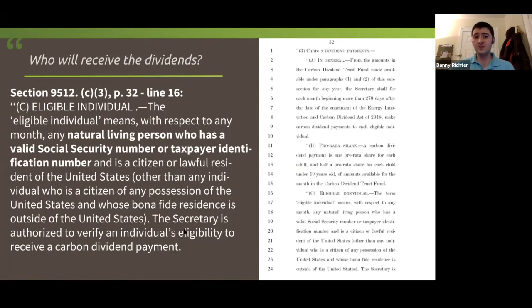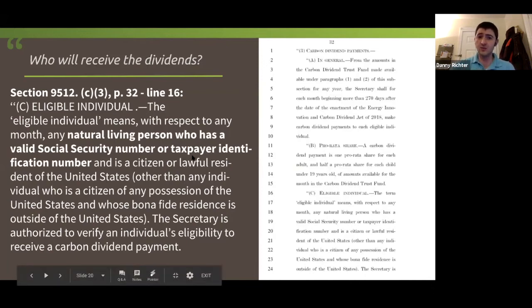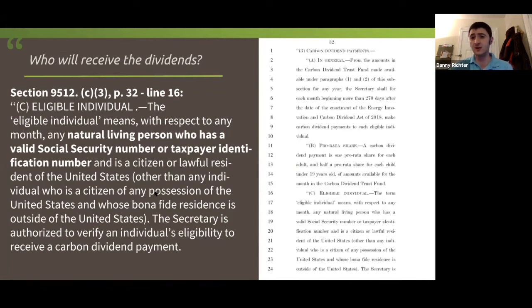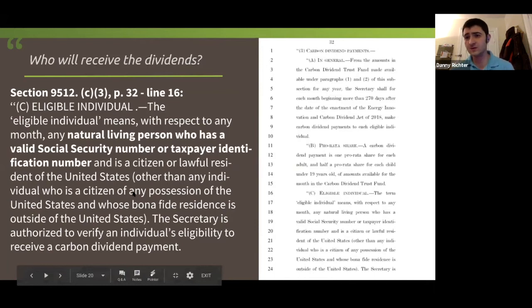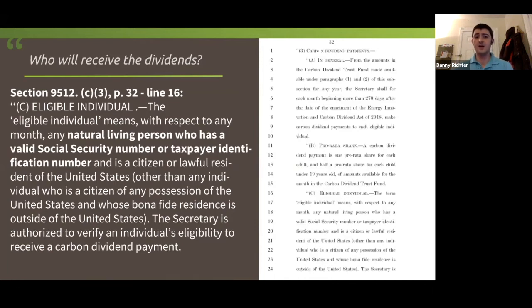We tried to be as broad as possible, so not just a Social Security number, but also a tax identification number, and not just citizens, but also lawful residents. But that's as far as we could take it. For the possessions, that's for the territories of the United States.